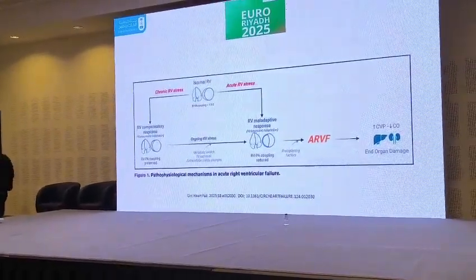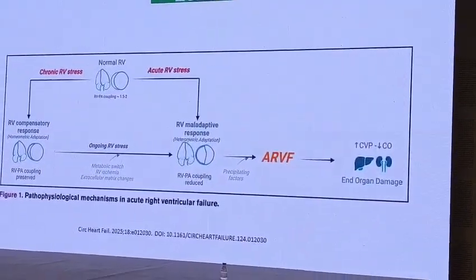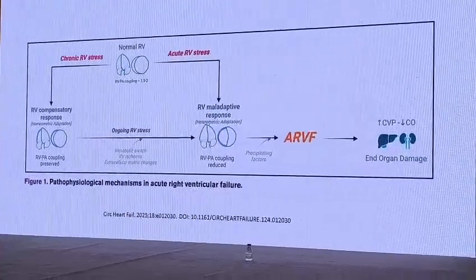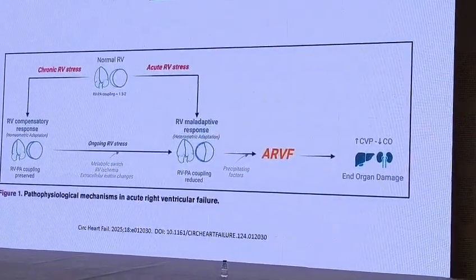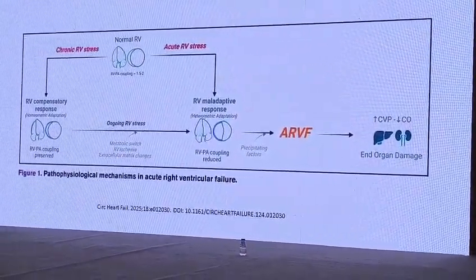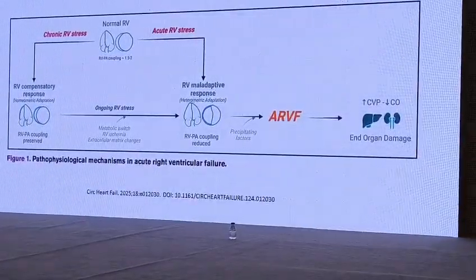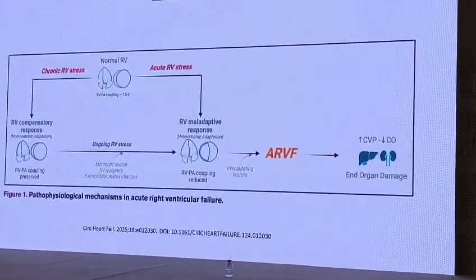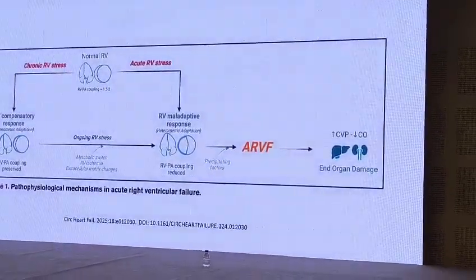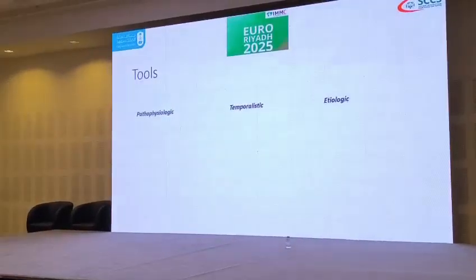This slide tries to differentiate the acute from the chronic, where you have a different response. As I said, the acute response would be just dilating, so the RV will dilate and then your RV-PA coupling will be reduced. While if you have a chronic RV, it will hypertrophy and then eventually fail, and you will have a preserved RV-PA coupling because of hypertrophy and preserved stroke volume.